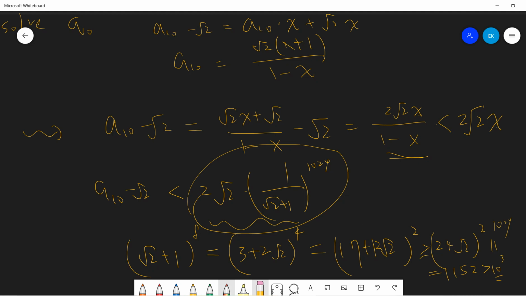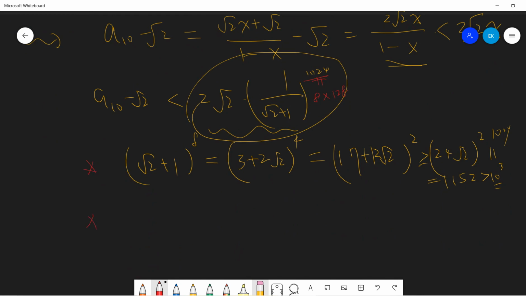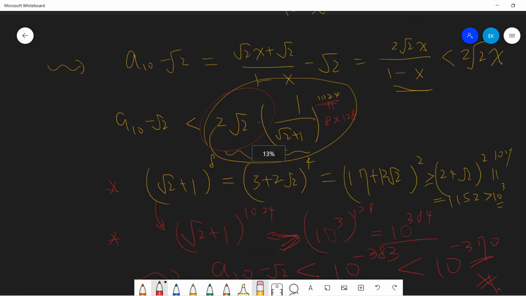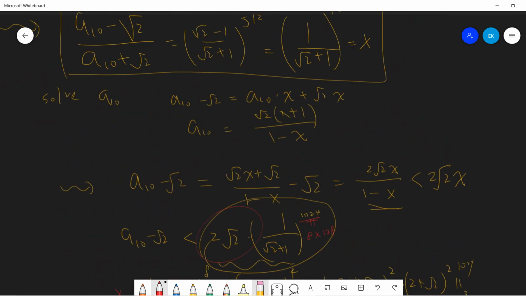So from here, we know that (square root of 2 plus 1) to the 1024 is greater than or equal to 10 to the 3 times 128, so this is 10 to this power. Then you just multiply by the square root of 2, and square root of 2 times 2 is less than 10. So finally, a_10 minus square root of 2 is less than 10 to the negative 383, which is less than 10 to the negative 370. Our bound is much smaller than the demand.